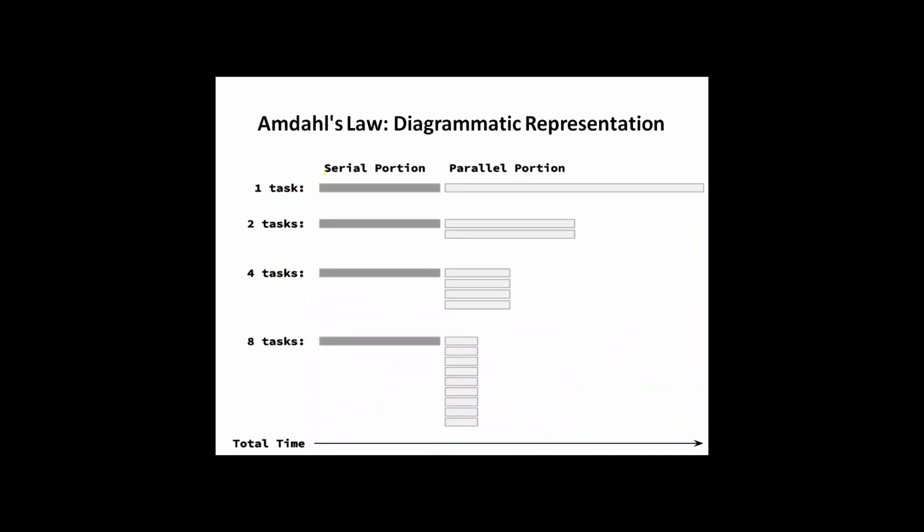Diagrammatically, we have a serial part of our code and then a parallel part of our task. Now we increase the number of cores for the parallel part: here two cores, then four cores, then eight cores. This length represents the time. We can see that as we increase the cores, the time is reducing. There is no effect on the serial time; the effect is only on the parallel time, which reduces as we increase the number of cores.